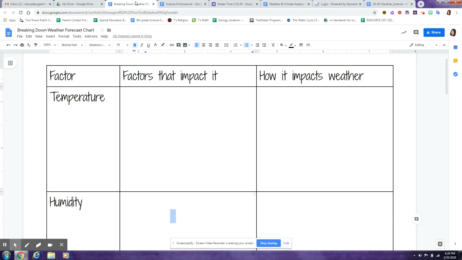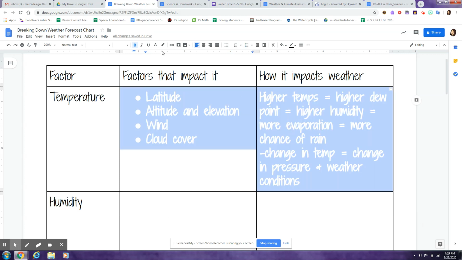So we're talking about the different factors that affect weather, what impacts that factor, and then how that factor impacts weather. I typed it all in, and I have it in white ink right now, and I will change it as we go through so you can see. If you need to pause it, please do so that you can copy in the information.